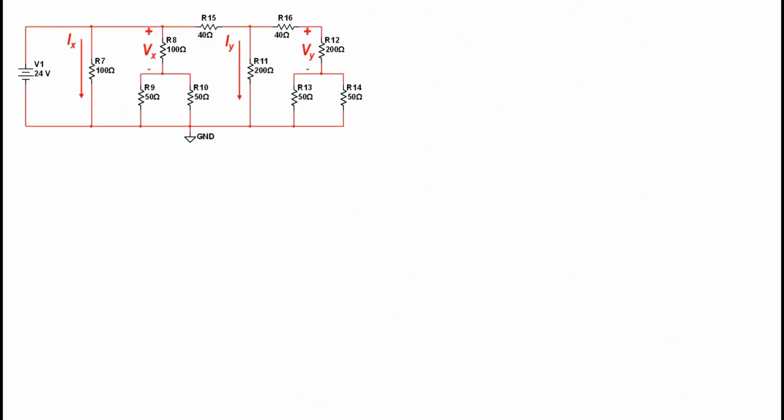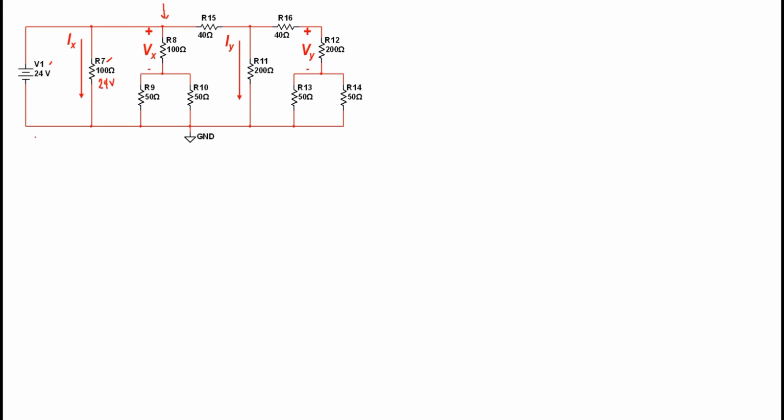Okay, so we have here a circuit and we are asked to determine the value of Ix, Vx, Iy, and Vy. We can actually find the Ix by inspecting this circuit. R7 is just in parallel with the voltage source, and this branch is also directly in parallel with the voltage source. That's why our voltage drop here is equal to 24 volts.